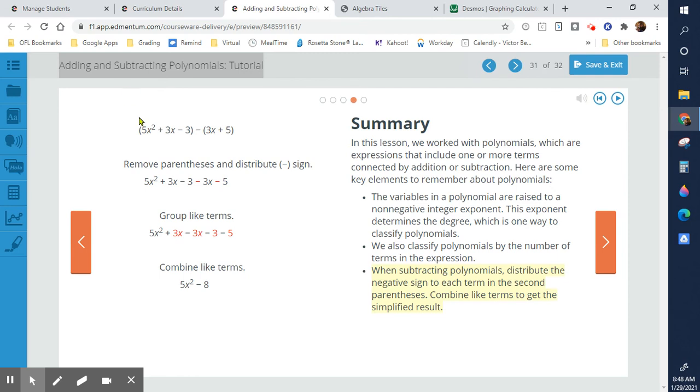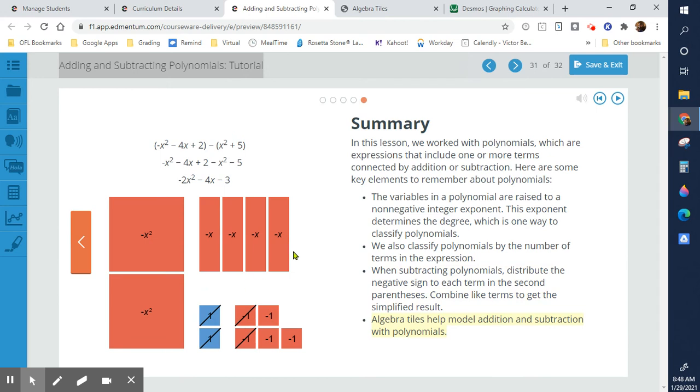So this is just a step on how to do this. Just remember, you have to distribute those negative signs. That's really important. Group all your terms together and then combine like terms. And then algebra tiles help you model the behavior a lot better. Like I said, it is going to be part of the unit activity, so don't just gloss over this and forget about it. It's going to be part of your activity if you haven't taken a look at it yet.